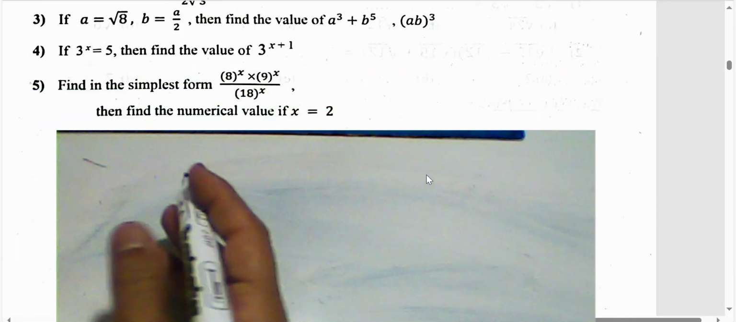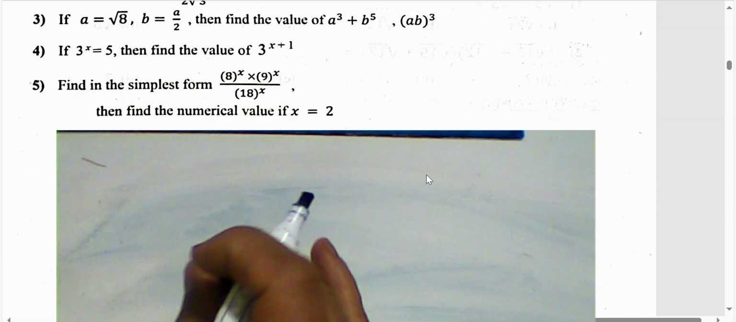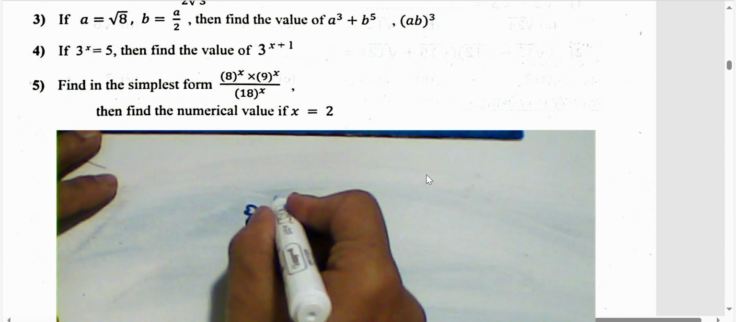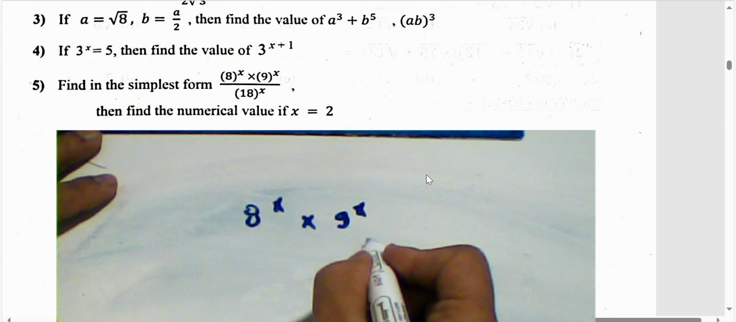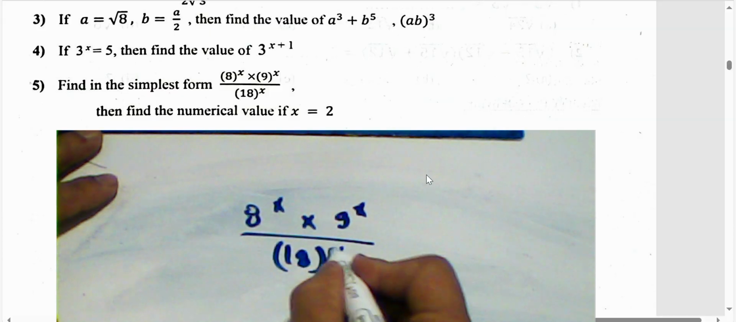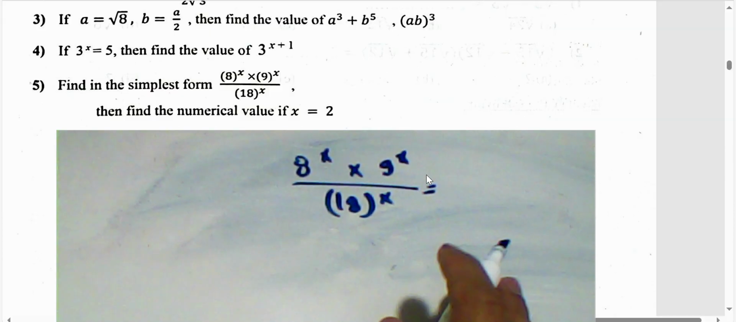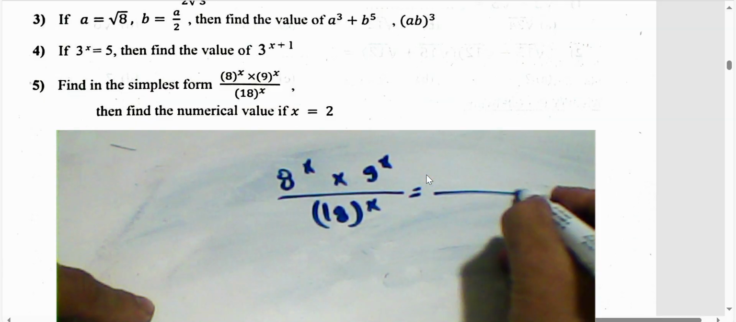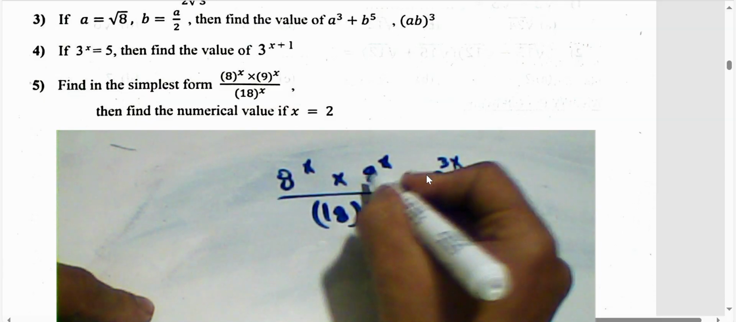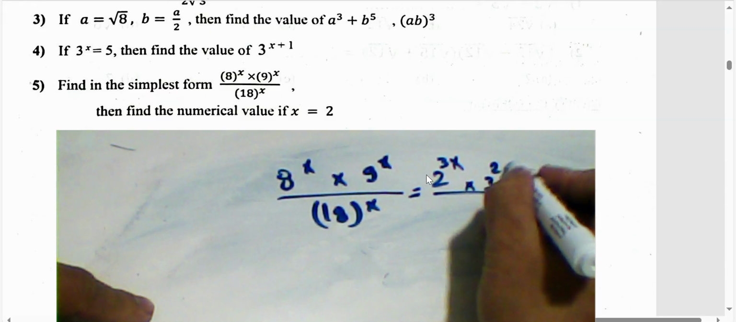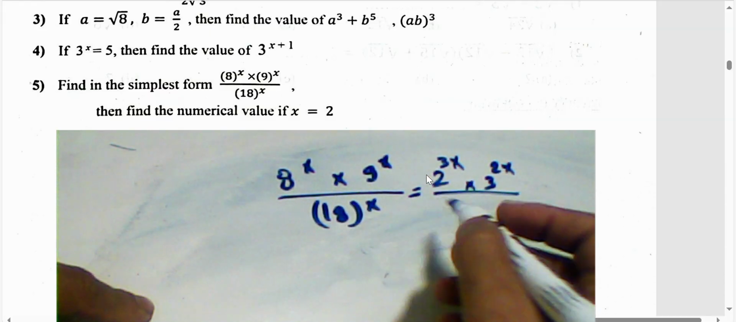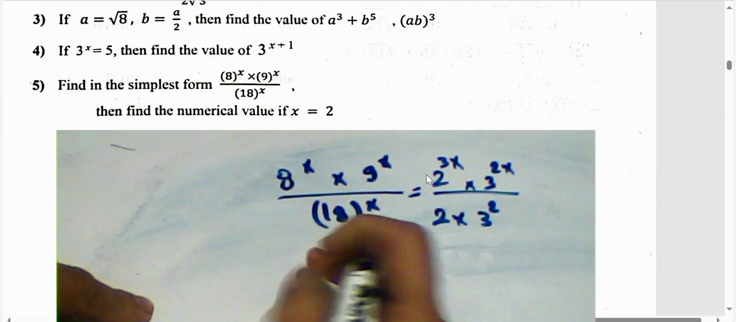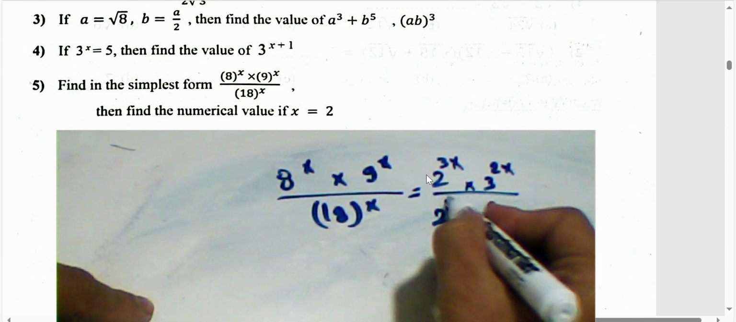Find the simplest form of this expression and then find the value of the expression when x equals 2. First we have 8 power x product by 9 power x over 18 power x. We must convert from these numbers to primes. Why? Because 8 equal 2 times 2 times 2, it will be 2 power 3. 2 power 3 product by x, and here also 9 equal 3 power 2. Alright, 3 power 2 product by x, and 18 equal 2 times 9, and 9 equal 3 power 2. 3 power 2 equal 9, 2 times 9 equal 18. Okay, and x here product by x.